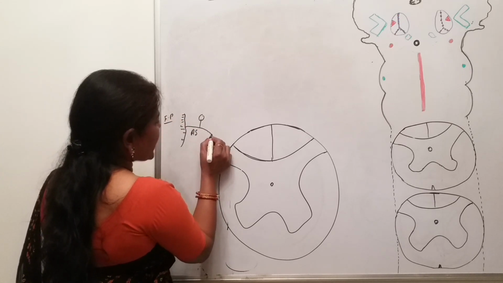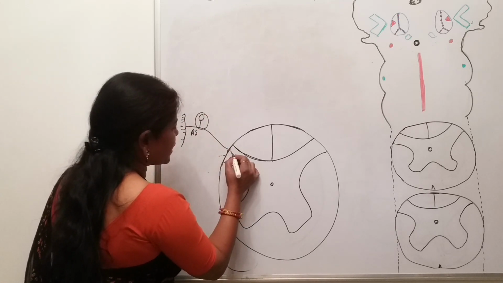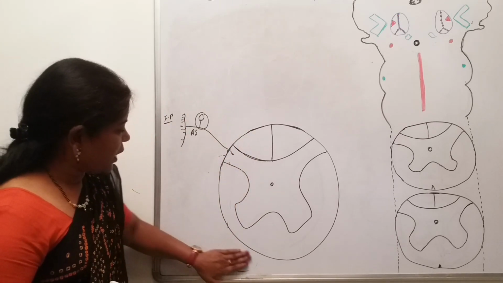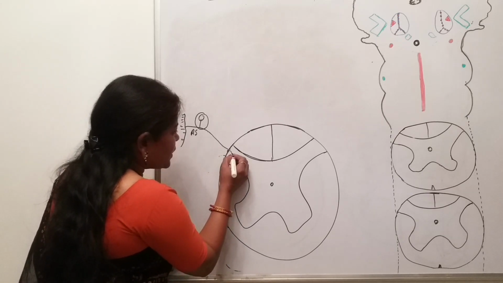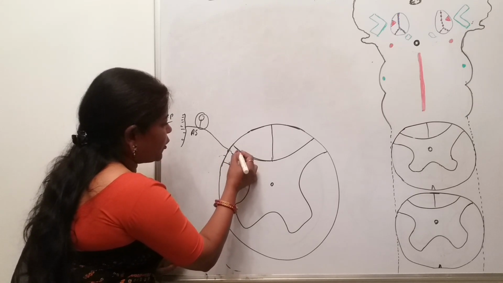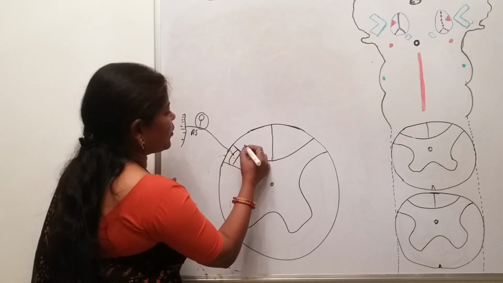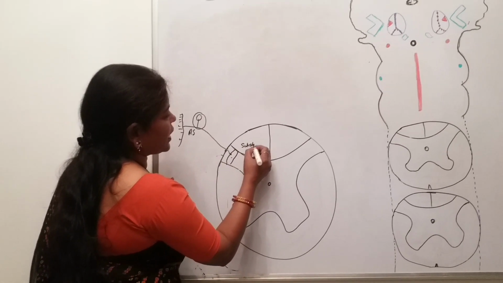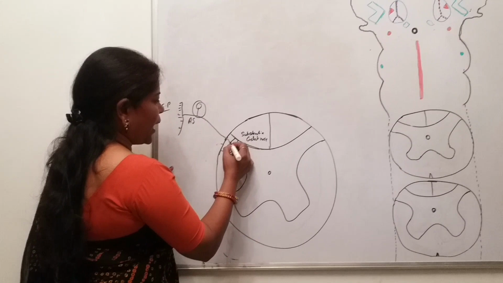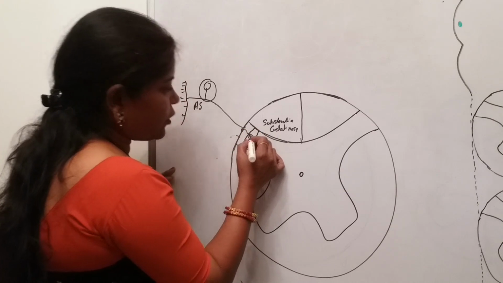The central process of this first order neuron enters, it might be one segment above or below, as I just said. This central process will terminate in the second order neuron in this dorsal gray horn. In which lamina? The second lamina, which contains the substantia gelatinosa.